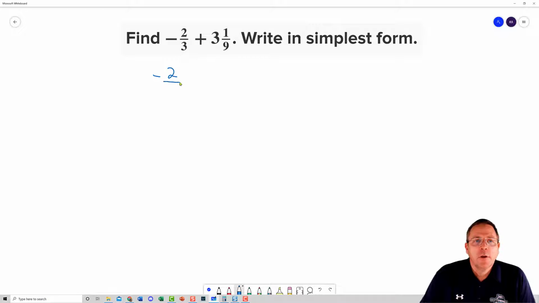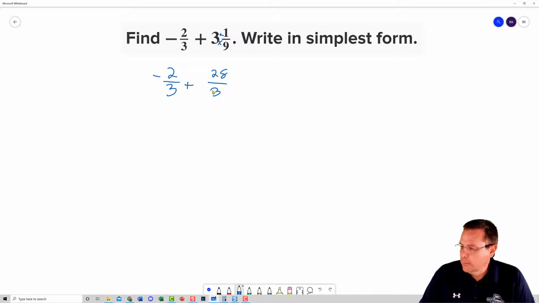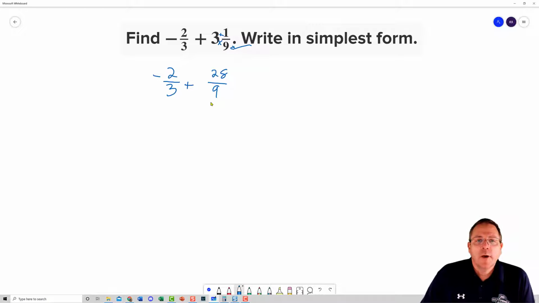So I'm going to have a negative 2/3 plus, do the Texas thing there, 9 times 3 is 27, plus 1 is 28 over 3. Excuse me, that's not over 3, that's 28 over the 9 that you see right there. Now I've got to find the least common denominator. The least common denominator is the least common multiple of the denominators, 3 and 9. So that is going to end up being 9. So I'm going to end up with a negative something over 9 plus something over 9.